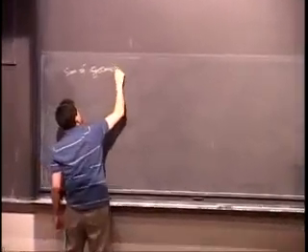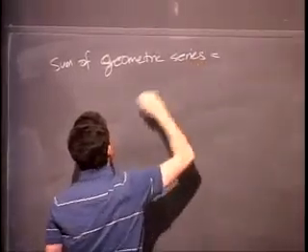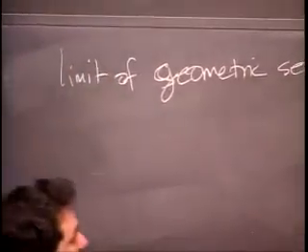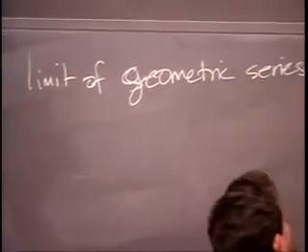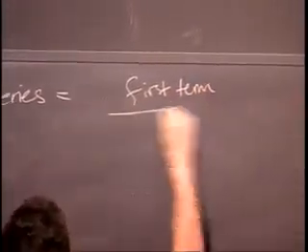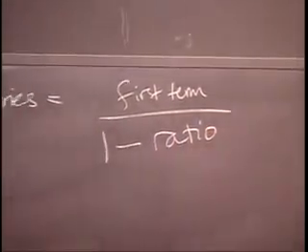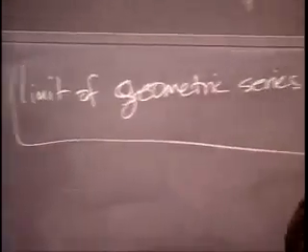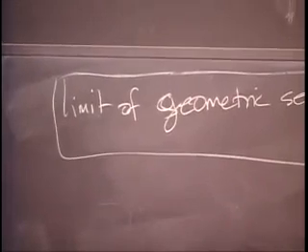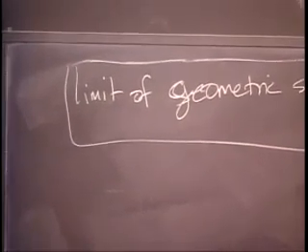formula. This is pretty poorly phrased. The limit of a geometric series is equal to the first term over 1 minus the ratio. There it is in words. Looks a little unsatisfying without any symbols, and yet I find this is the best way to deal with it. So, let's look at some examples.